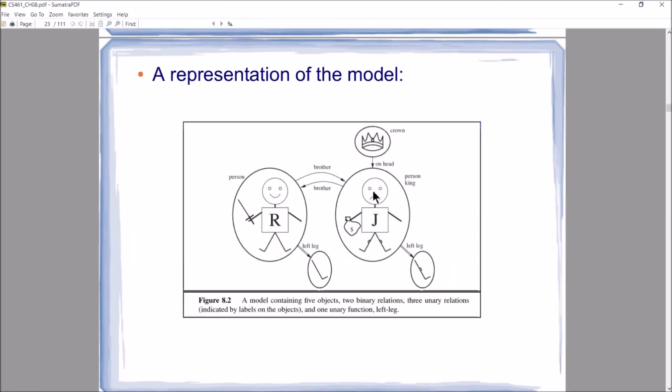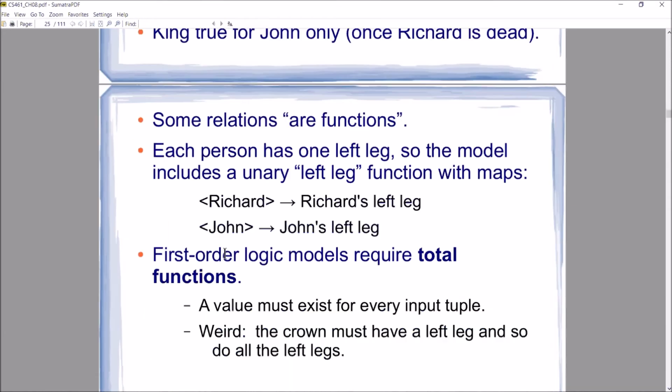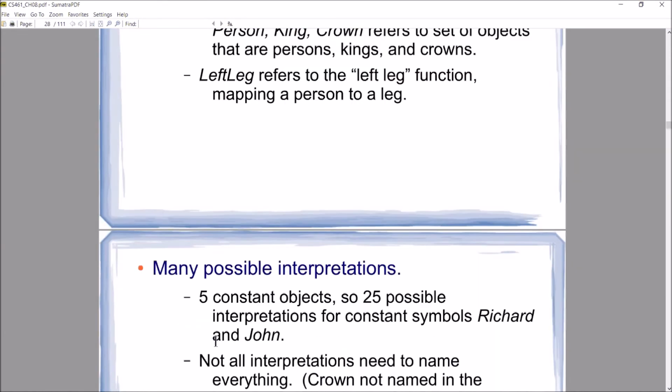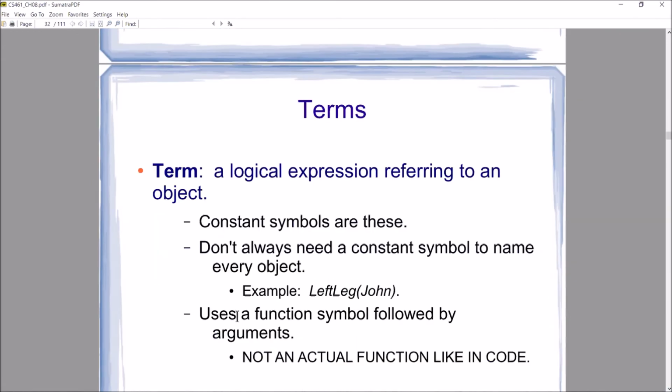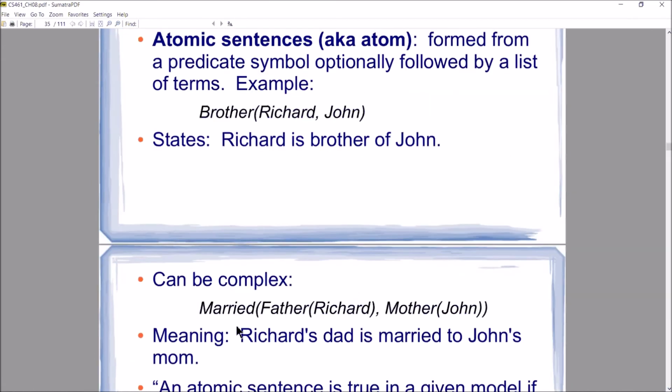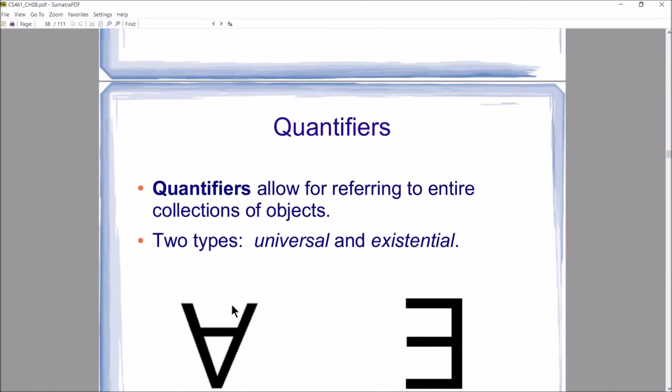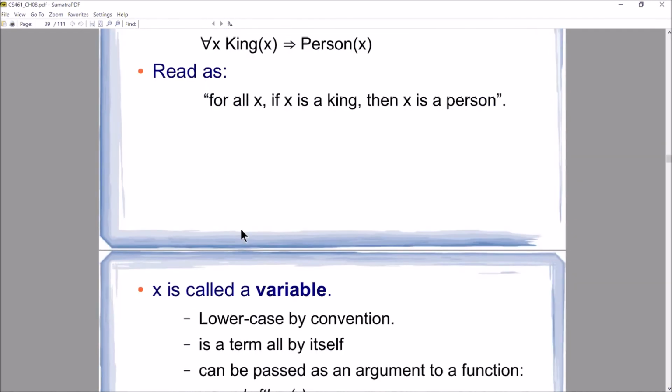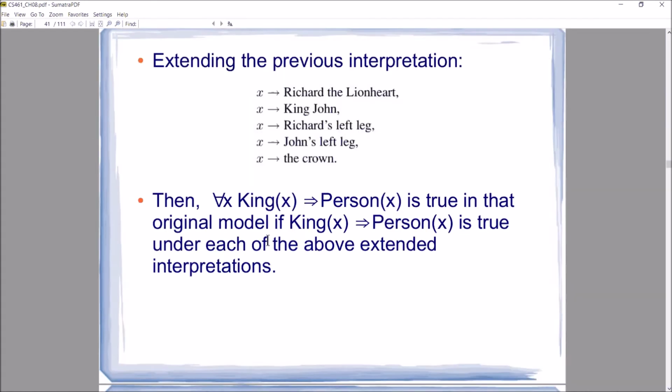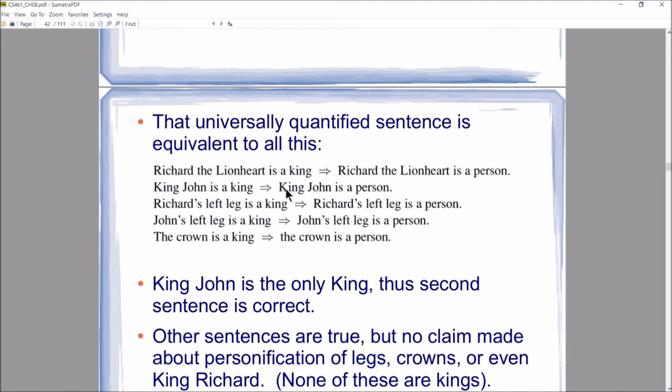Way back, right? So here we go. This right here, John was the only king, right? So the only sentence that was actually true under that extended interpretation was the one where we had King John as x. Or excuse me, King Richard as x. Sorry. King John is a king, which implies King John is a person. So the first part of the implication was true. Right? So that's what made that second sentence correct.